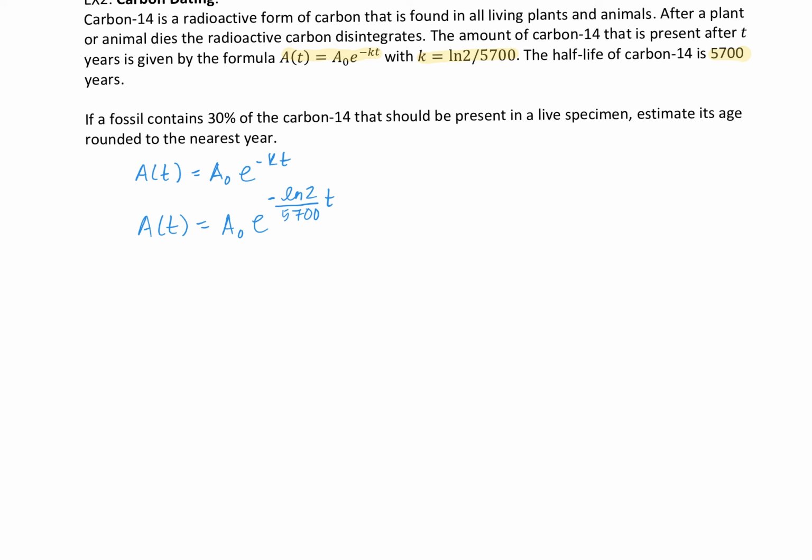So this fossil contains 30% of the amount that should be there. So what that means is it contains 30% of A sub 0, the initial amount, or the amount that should be present if it were a live specimen. If we translate the 30% to a decimal, it would be 0.3 times A sub 0. So that's the amount that this fossil has at this time. That would represent the A of t in the formula.